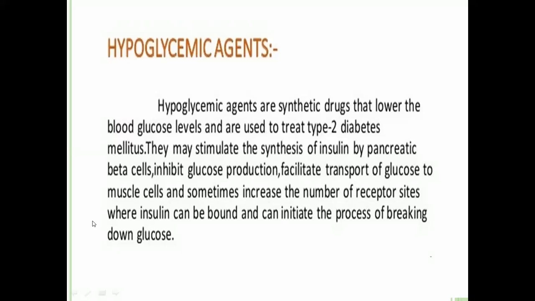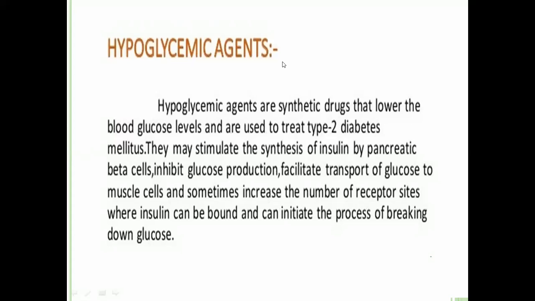The definition of hypoglycemic agents: these are the synthetic drugs that lower the blood glucose level and are used to treat type 2 diabetes mellitus. There are different types of diabetes: type 1, type 2, diabetes insipidus, maturity onset diabetes, then juvenile diabetes. In these, hypoglycemic agents act to treat the diabetes disorder by lowering the blood glucose level in such a patient.